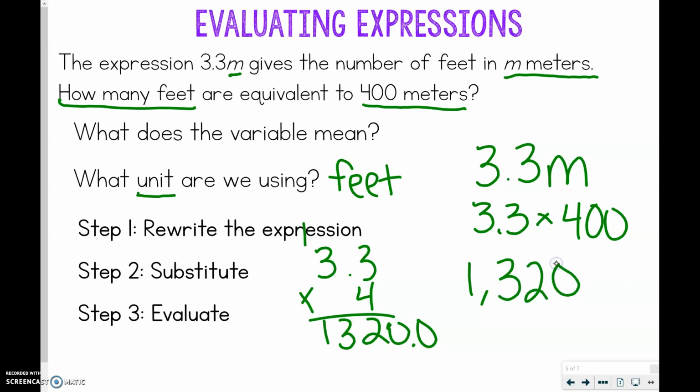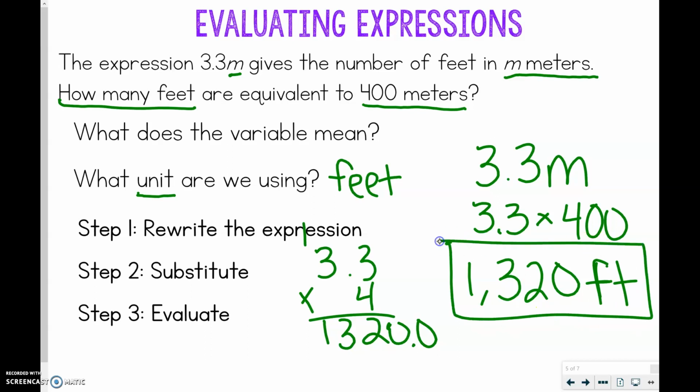1,320. Now think about what we were trying to get to. It was feet. So we're going to put feet, like FT if you want to do that for feet, as our label. Okay. Last one.